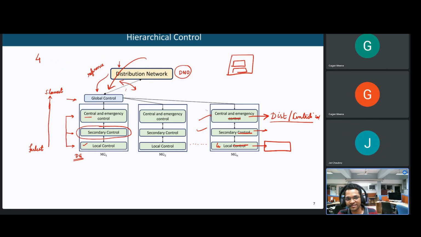And the combined control will be inside one block. The combined function of these 2 blocks will be performed by a single block. That will be the difference. So as the number of levels increases, the reliability increases. Yes, definitely. That is why, especially for big microgrids and big distribution networks, we go for this 4 level control.